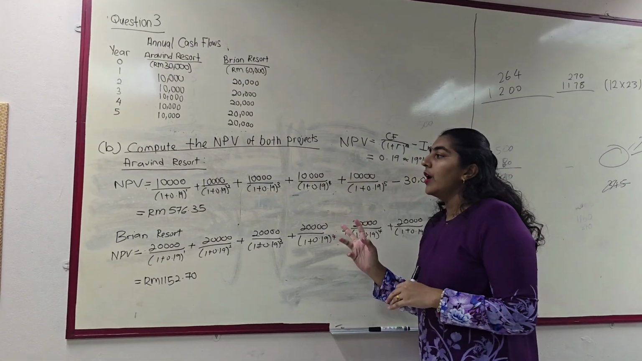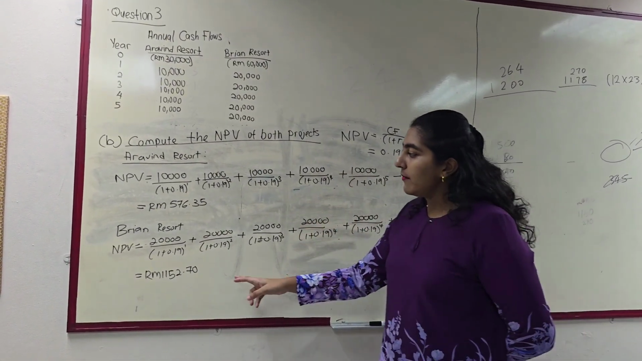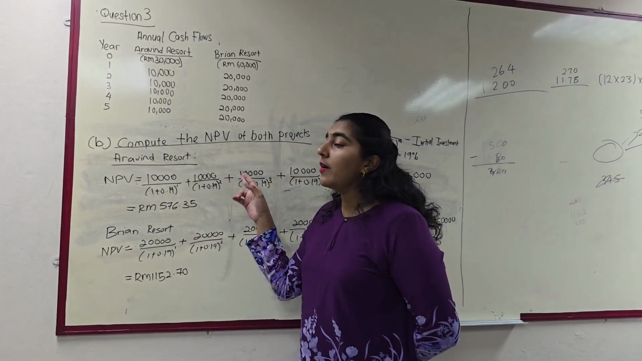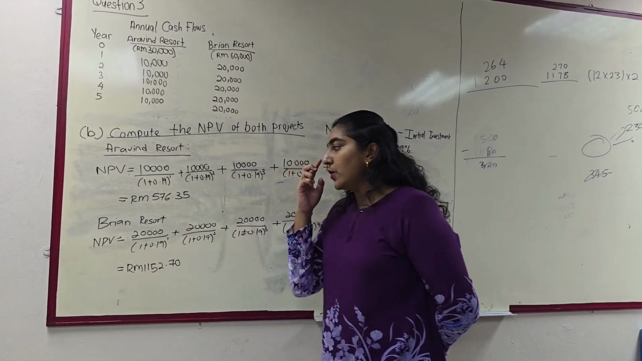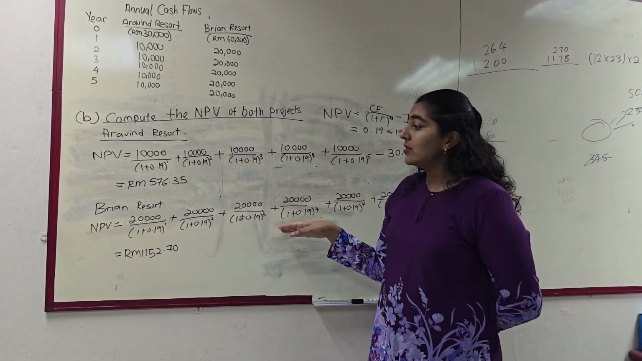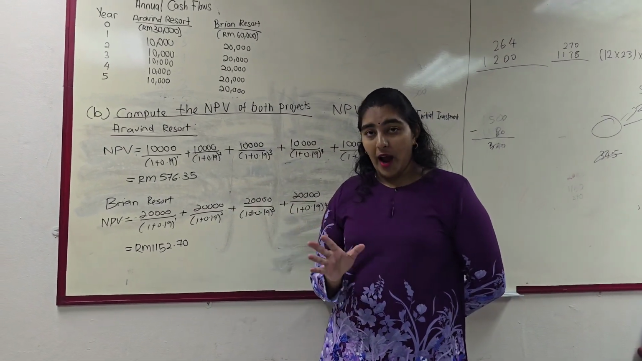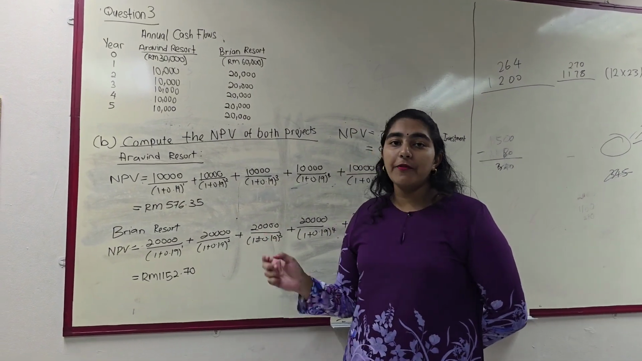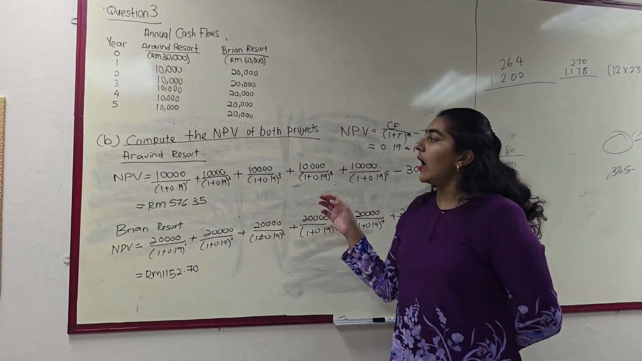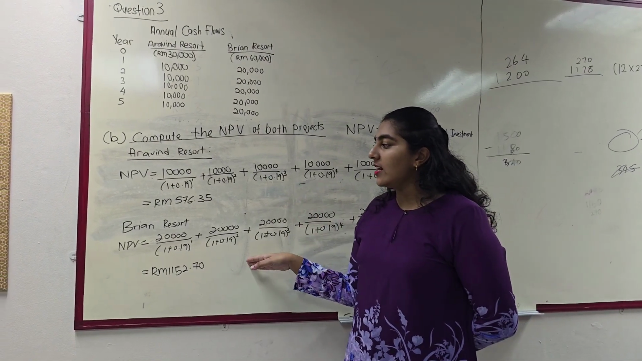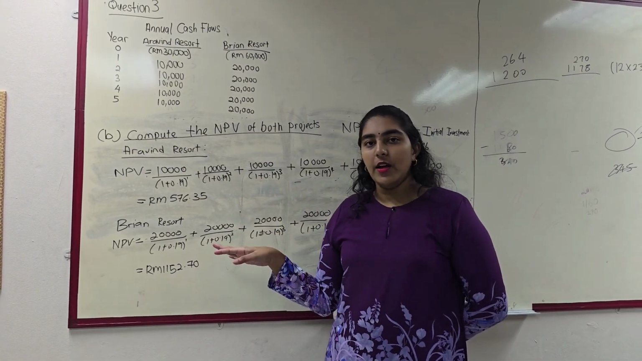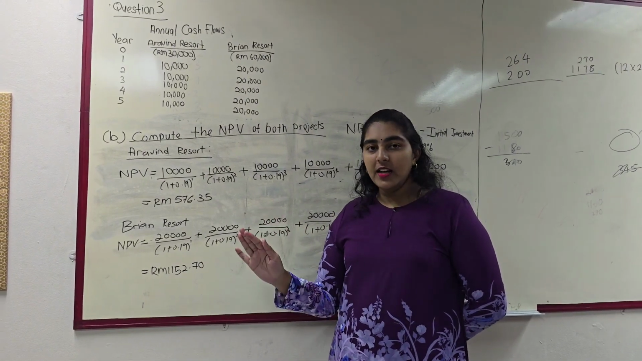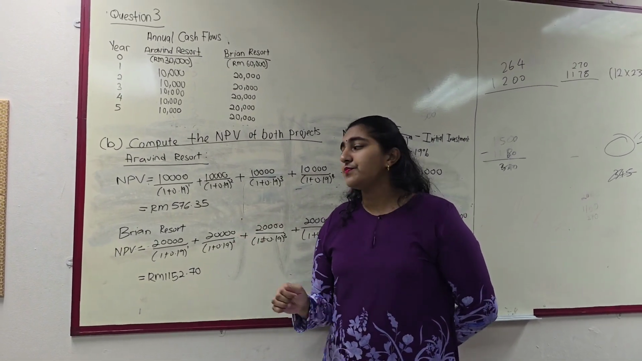As you can see here, the last question is that Jihadi needs to choose the best project. So now the NPV of Brian Resort is higher than the NPV of Arabian Resort. So Jihadi can choose Brian Resort. Why? Because higher NPV means better profitability. So I suggest Jihadi choose Brian Resort, which gives Jihadi the best profitability.